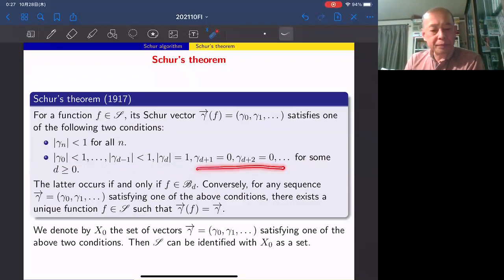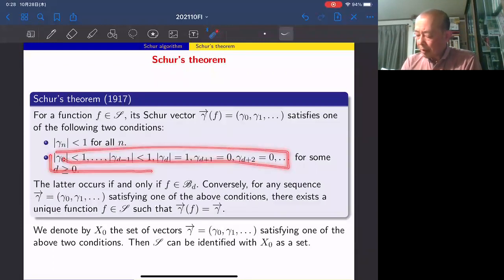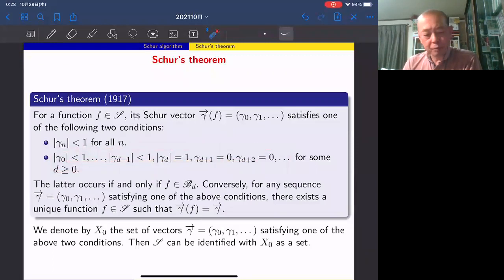But this is just due to our convention. But anyway, we have this possibility. And moreover, this happens precisely when f is a Blaschke product of degree d. So this is a very important point. And conversely, if you are given a sequence which satisfies one of these two conditions, then there exists a unique function f in the Schur class such that its Schur vector is the same as this given one. This is a basic result due to Schur.